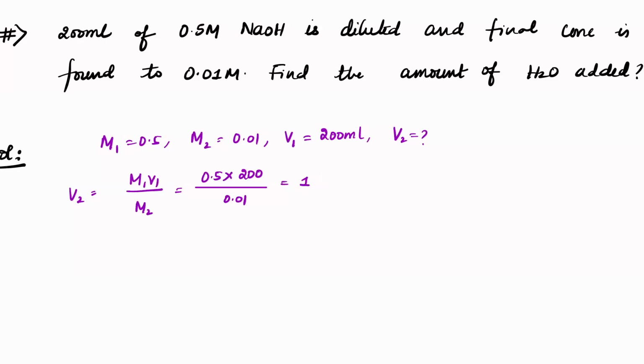So we are getting this as 1 liter, please check. So if I take 200 ml into 0.5 divided by M2, I have to change the concentration to 0.01.